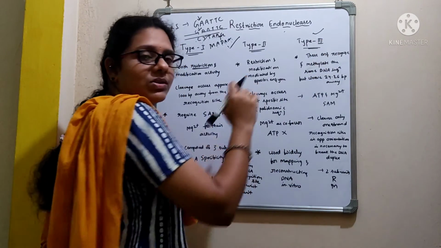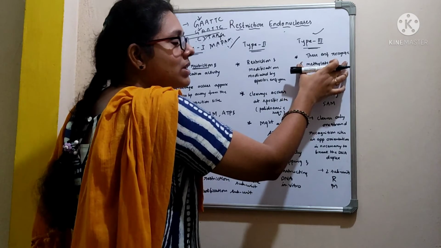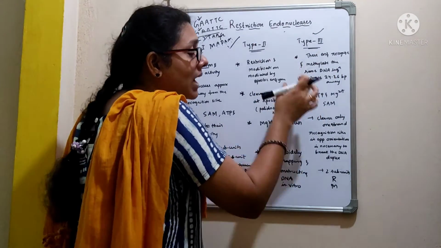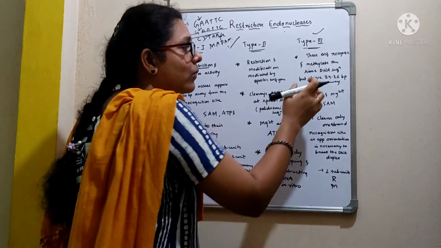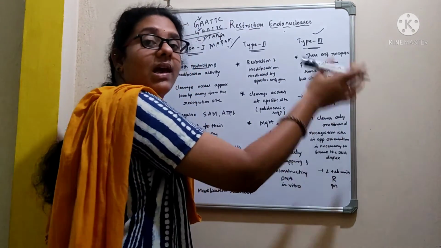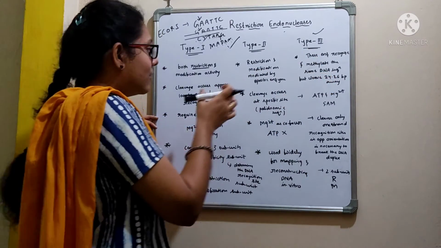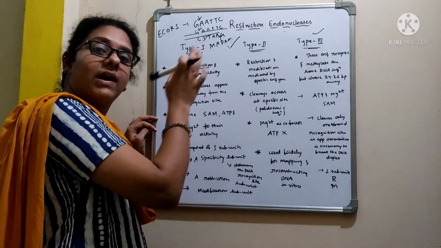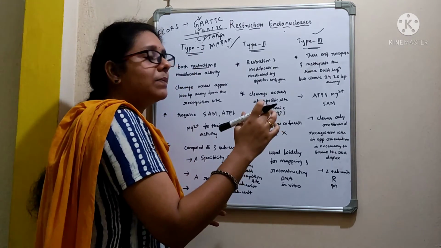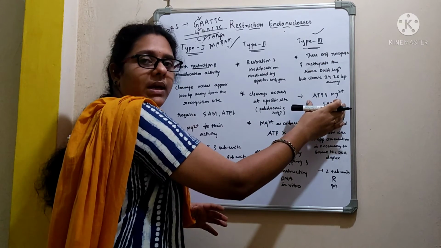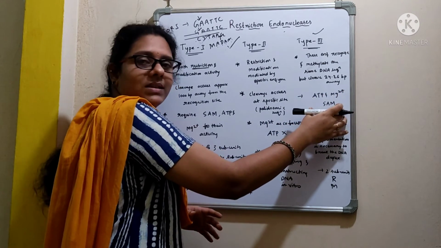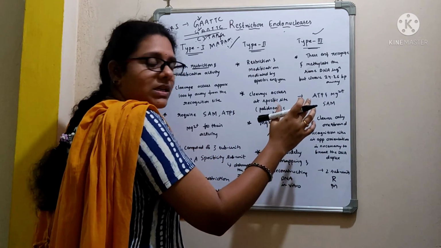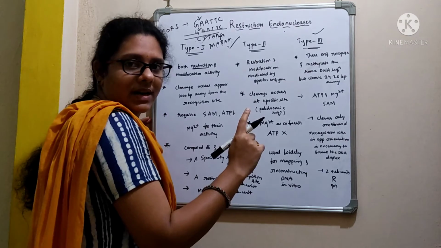Coming to the type 3 restriction enzymes, these enzymes recognize and methylate the same DNA sequence, but they cleave the DNA 24 to 26 base pairs away from the recognition sequence. Whereas type 1 cuts the DNA 1000 base pairs away from the recognition site. And type 3 enzymes also require ATP, magnesium ions, and S-adenosyl methionine for their activity. And type 3 enzymes will cut only one strand.